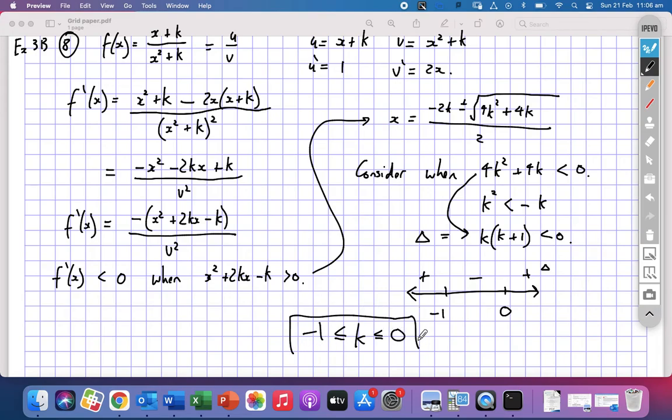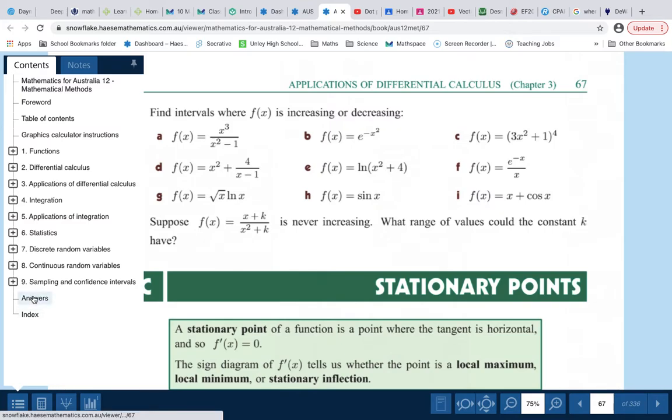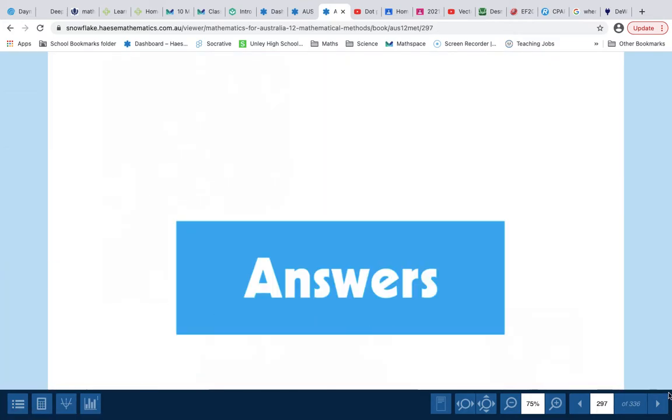There's your answer. Now the book, let me just, how am I going to blank everything? Oh, I press that button, clear all right. Let's have a look, because I think they've made a mistake in the answers. Did I have the answers up before? No. All right, bear with me. I'm going to go to the answers. I'm pretty sure that they said between -1 and +1, and that's wrong.